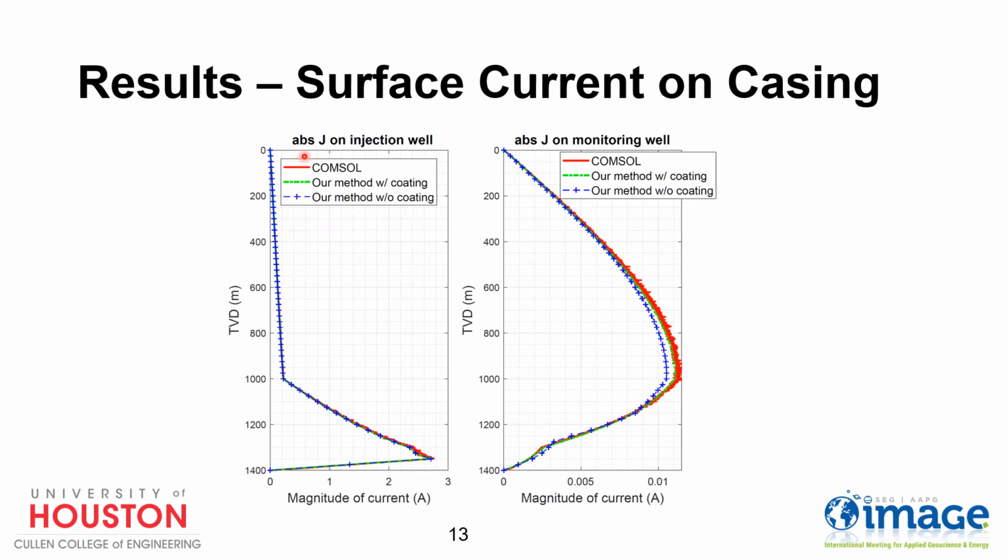In this figure, we have 3 curves. One is the result from COMSOL, another one is our method with coating, and the other one is our method without coating. We can see these 3 curves almost overlap, which indicates first that our method agrees well with COMSOL, and also that the coating has a very negligible effect on the injection well.